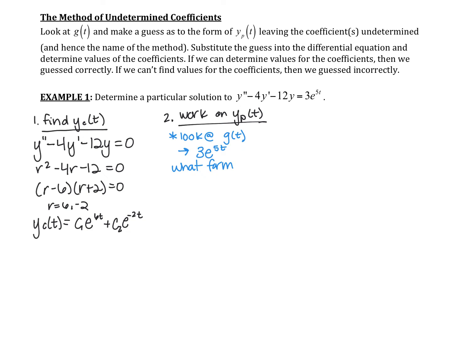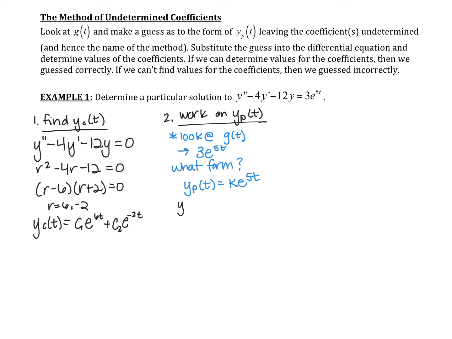So we would say that any constant, we'll call it k, e to the 5t, that when I take the first derivative and the second derivative, might allow me to get something that looks like 3e to the 5t. Do you agree with that guess? It's not so far off to guess. It's not terrible. It's still a little bit of guess and check.